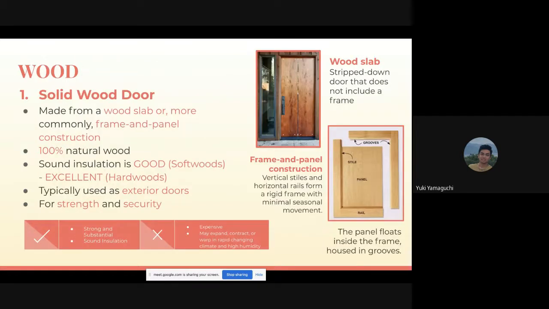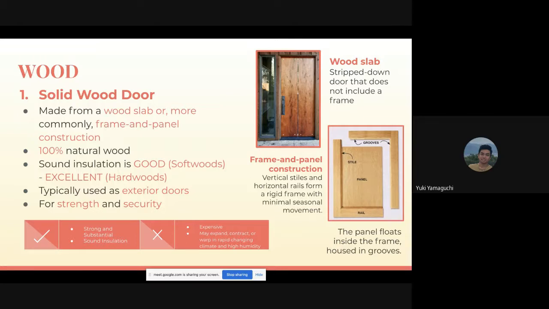So for solid wood doors, they are made either from wood slab or the most common one, which is frame and panel construction. The wood slab is a stripped down door that does not include a frame. And the frame and panel construction has vertical stiles and horizontal rails that form a rigid frame with minimal seasonal movement. And then the panel floats inside the frame housed in grooves. The solid wood door is made of 100% natural wood, and its sound insulation depends on the type of wood that you will use.